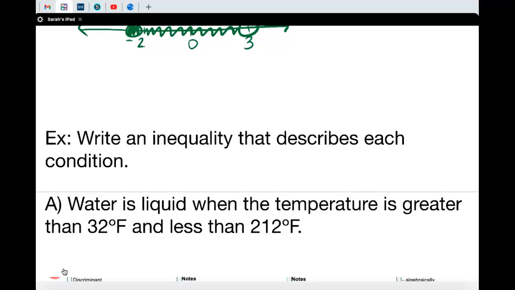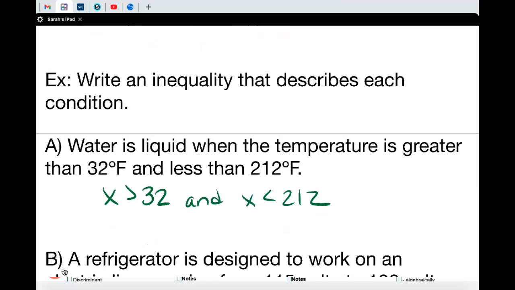So we have 2 different conditions. Water is liquid when the temperature is greater than 32 degrees Fahrenheit and less than 212 degrees Fahrenheit. So let's write a compound inequality. Right, this is how writing it all in one long line, I could push it together. So 32 is less than x and less than 212. So our least degree is 32, smaller than 212. Both my sides are less than, so that's good.